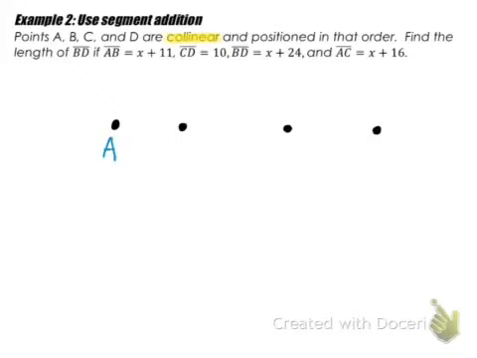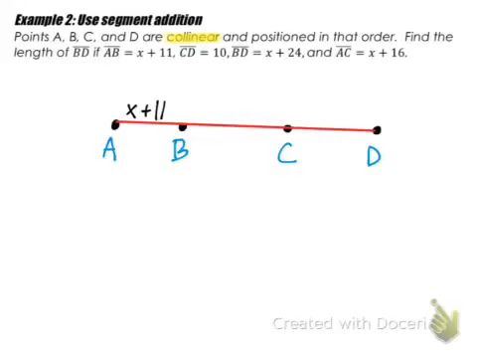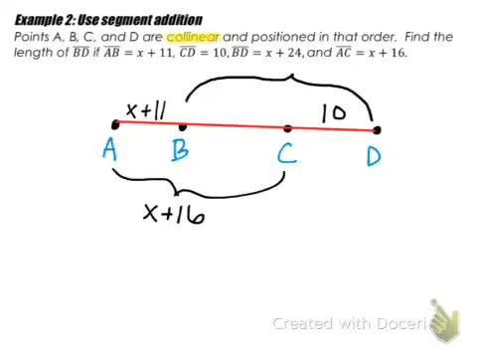So here's A, B, C, D, all on one segment, so they're collinear. They're all on the same line. Then it tells us that AB is x plus 11, CD is 10, BD is x plus 24 and AC is x plus 16. The only component that we're missing is BC. I'm just going to pick the length of AC.